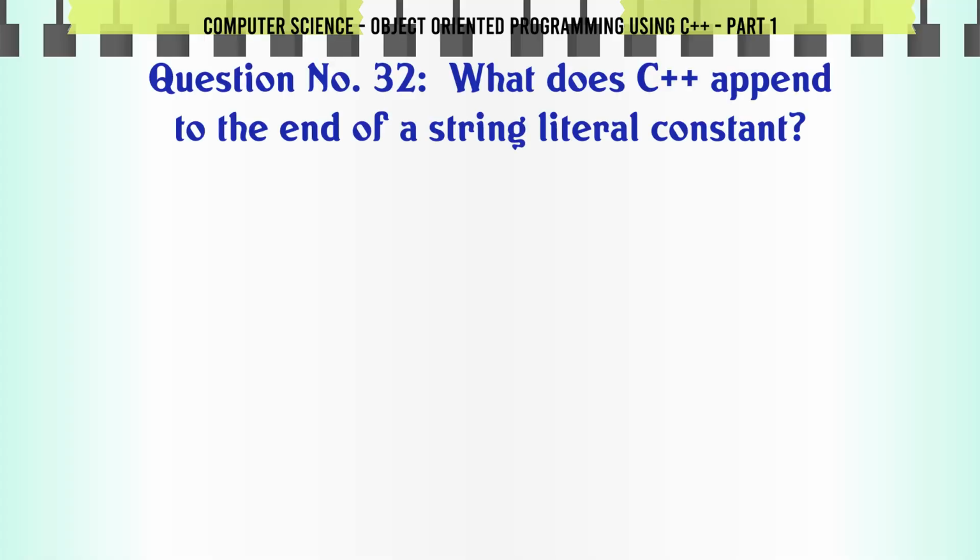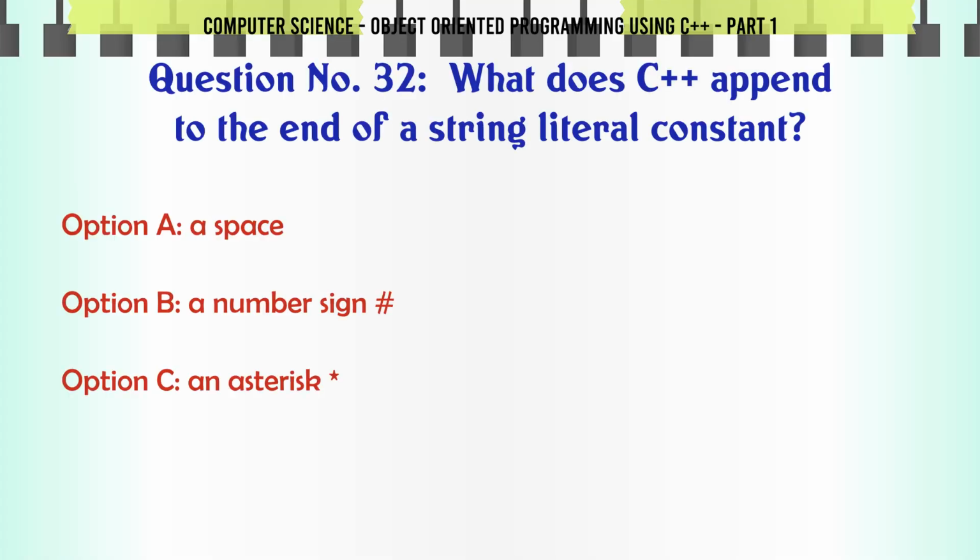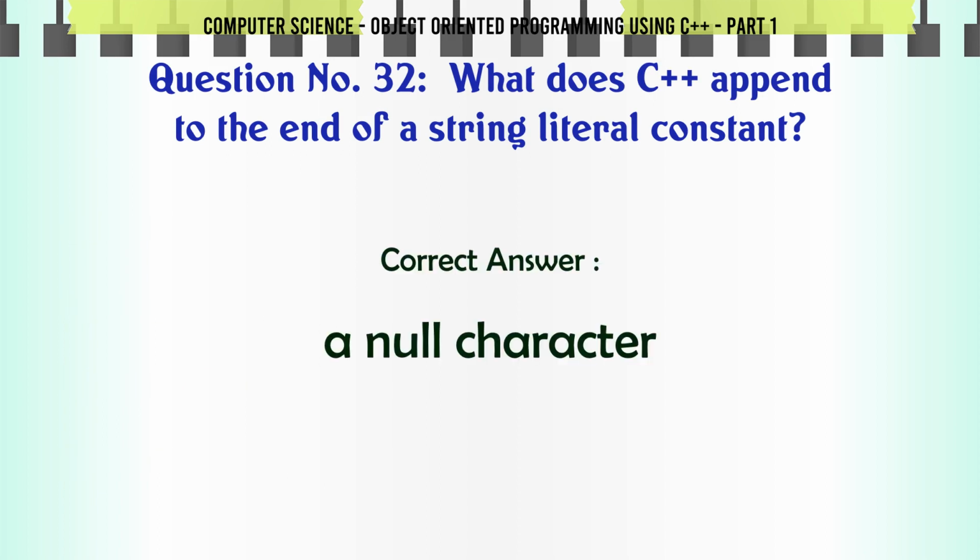What does C++ append to the end of a string literal constant? A. A space, B. A number sign (hash), C. An asterisk (star), D. A null character. The correct answer is a null character.